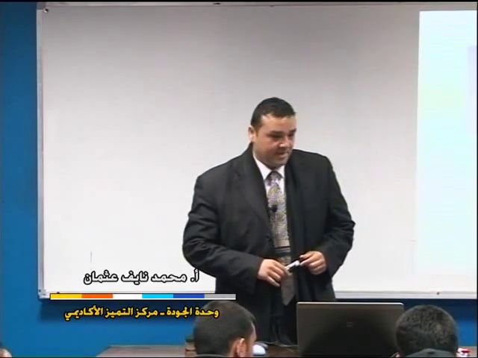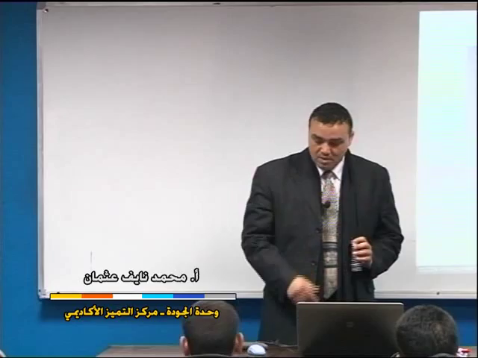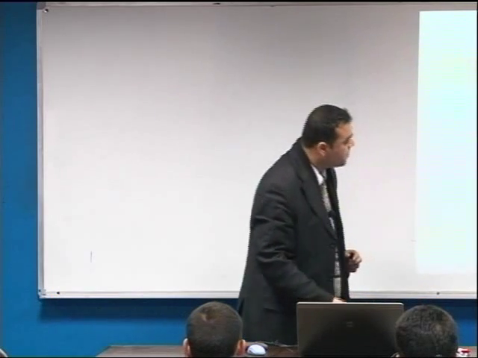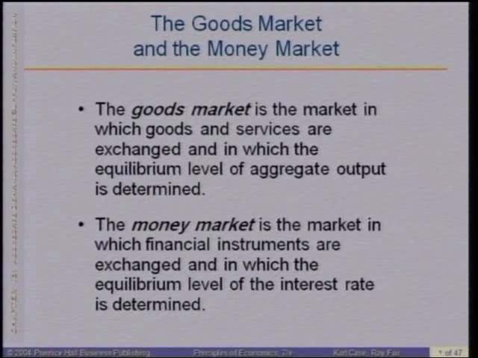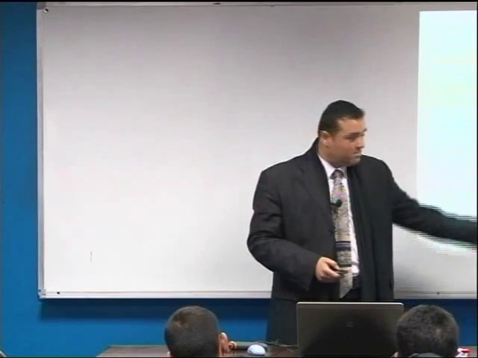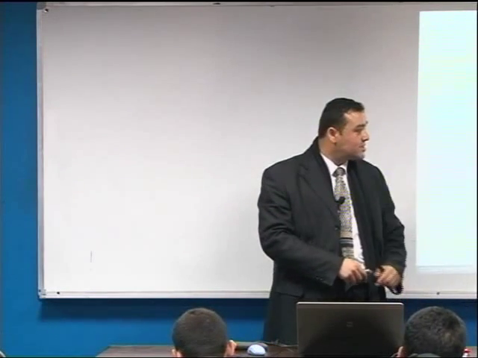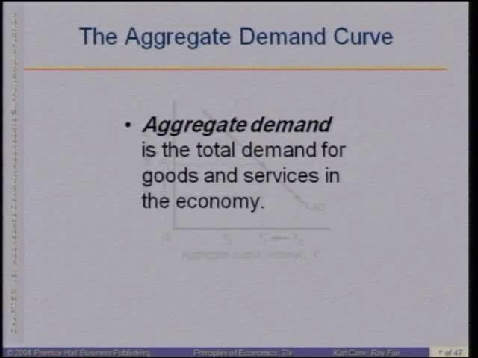Today, inshallah, we are going to start chapter 9, which is aggregate demand, aggregate supply, and inflation. Let's go to the first point, which is the goods market and the money market. As you know, the goods market is the market in which goods and services are exchanged and the equilibrium level of aggregate output is determined. And the money market is what? We have covered all this already. So let's go to the aggregate demand.